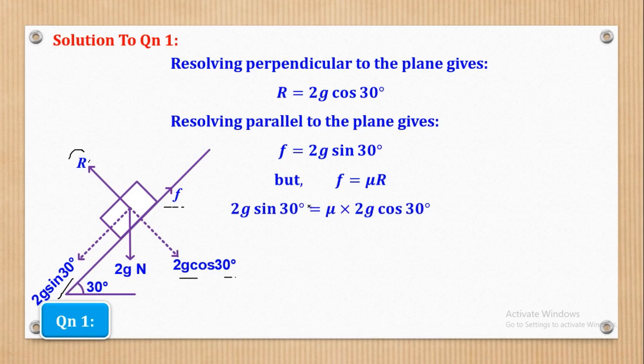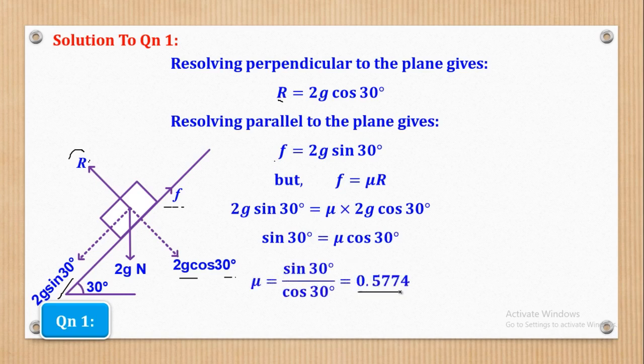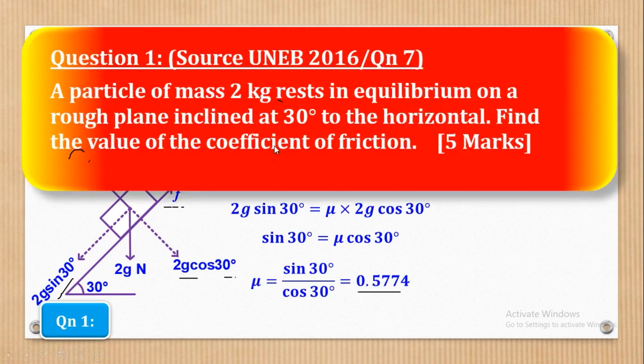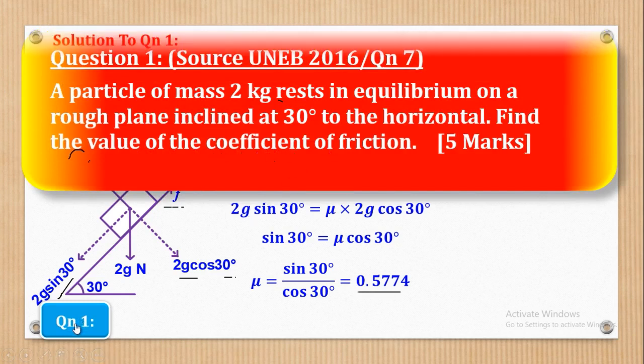So what we shall do is substitute. We know R, we know F, so we substitute for R and F so that we remain with one unknown, which is mu. And when I simplify and make mu the subject, I come up with mu being equal to 0.5774. So basically that's what they wanted, because they wanted the value of the coefficient of friction, and that is mu.